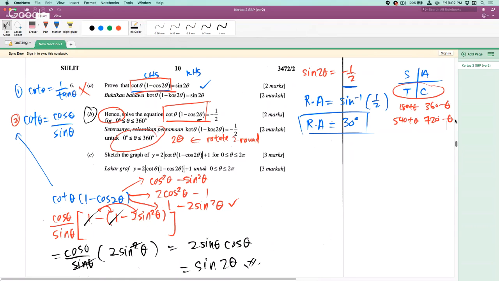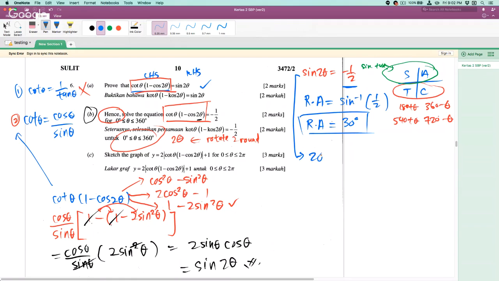Okay, I will not choose first and second quadrant because in first and second quadrant, sine is actually positive. All right, this is the idea why I choose the third and fourth. So if you understand this, I will continue from here.